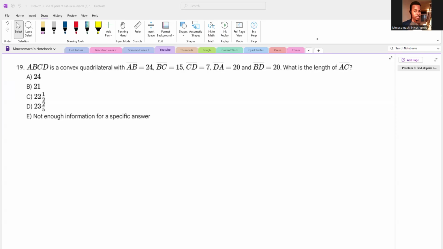First of all, we'll ask ourselves, what is a convex quadrilateral? A convex quadrilateral is a quadrilateral with no reflex angles. For instance, if you have something like this, this is not a convex quadrilateral because there's a reflex angle at point C. But we're dealing with a convex quadrilateral, so no reflex angles.